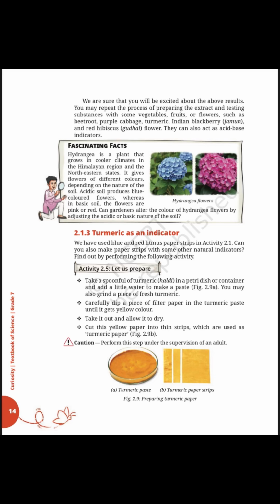You may repeat the process of preparing the extract and testing substances with some vegetables, fruits or flowers such as beetroot, purple cabbage, turmeric, Indian blackberry and red hibiscus, Gudhar flower. They can also act as acid-base indicators. Fascinating facts. Hydrangea is a plant that grows in cooler climates in the Himalayan region and the northeastern states. It gives flowers of different colors depending on the nature of the soil.